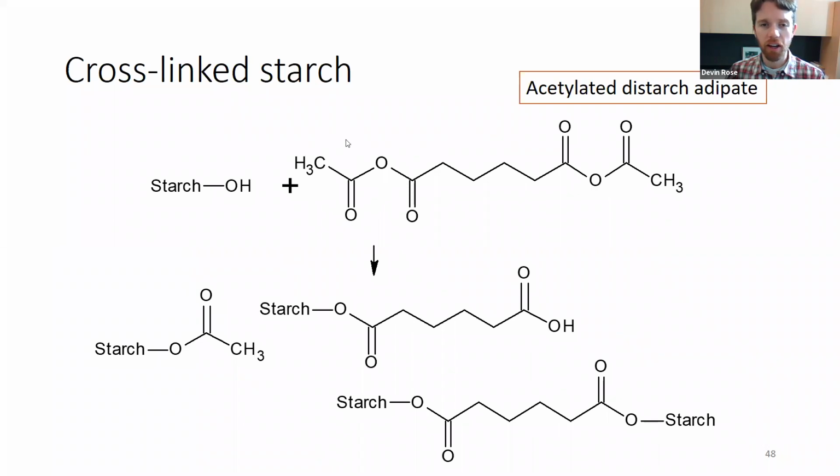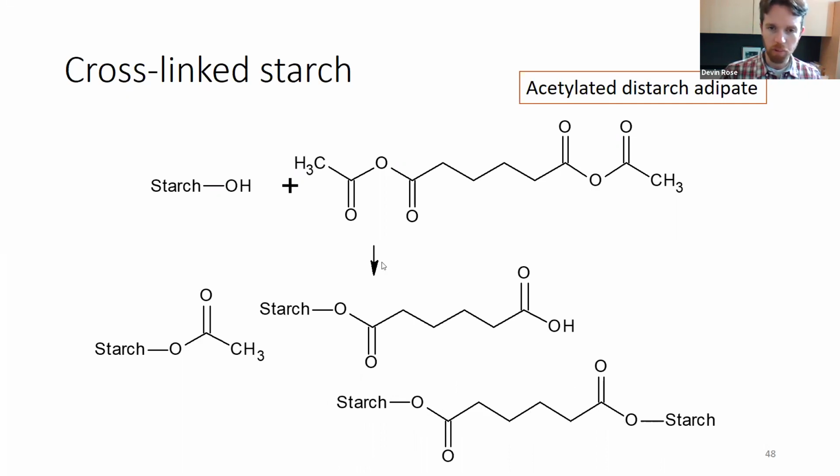Okay, here's a mixed anhydride. This is an anhydride of acetic acid on either end, and then in the middle you have adipic acid. So this is acetylated adipate, or acetyl adipate. So a mixed anhydride. If we mix that with starch, this is another way that we can get cross-linked starch. So here's that cross-linked starch with the adipic acid in the middle, connecting the two starch molecules.